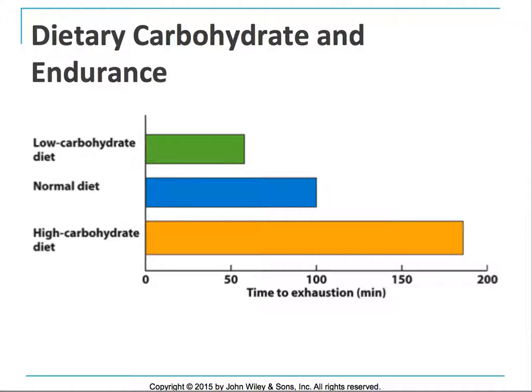Dietary carbohydrate and endurance. So this is just showing you different diets and how those different diets can affect your ability to be physically active. If somebody is on a low carbohydrate diet, it's only going to be about 60 minutes, so about an hour, till their body becomes exhausted. On a normal diet, that would be about 100 minutes till exhaustion, and on a high carbohydrate diet, your time to exhaustion increases to about 180 minutes or 3 hours.